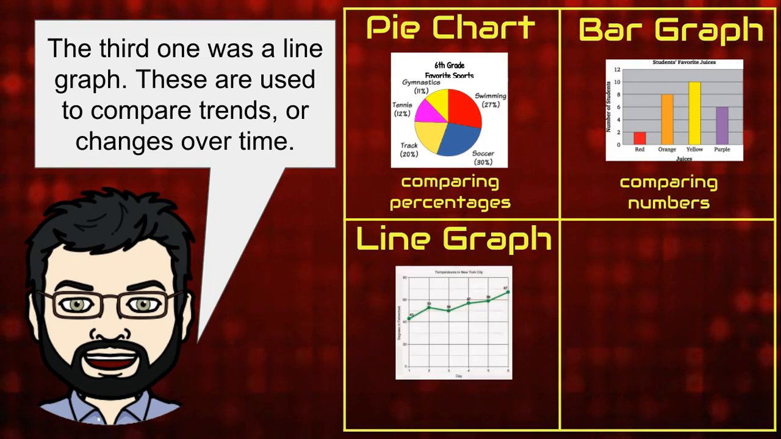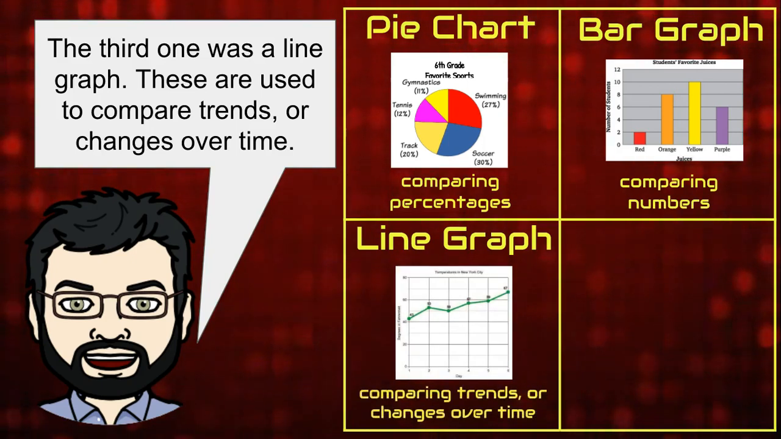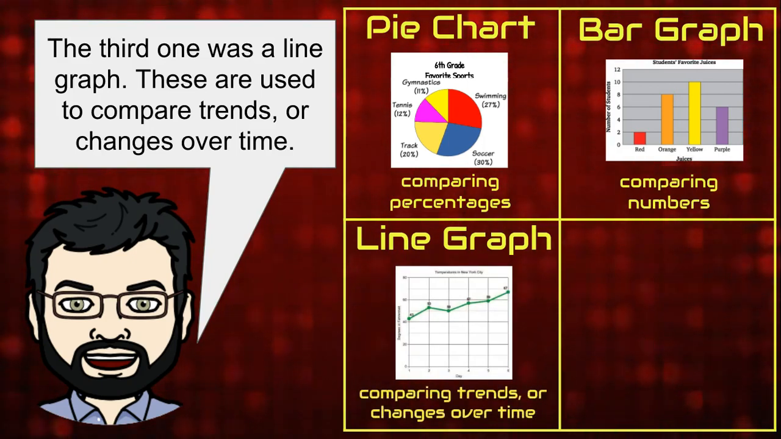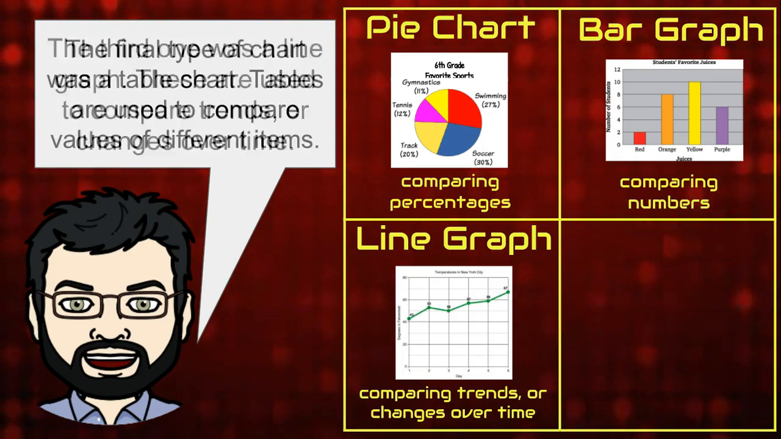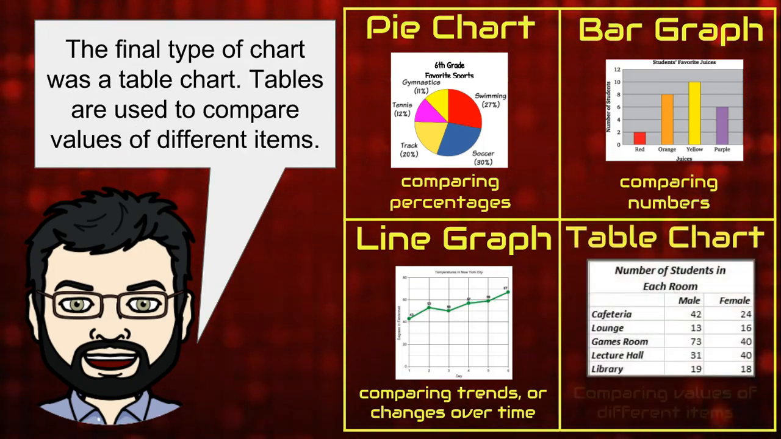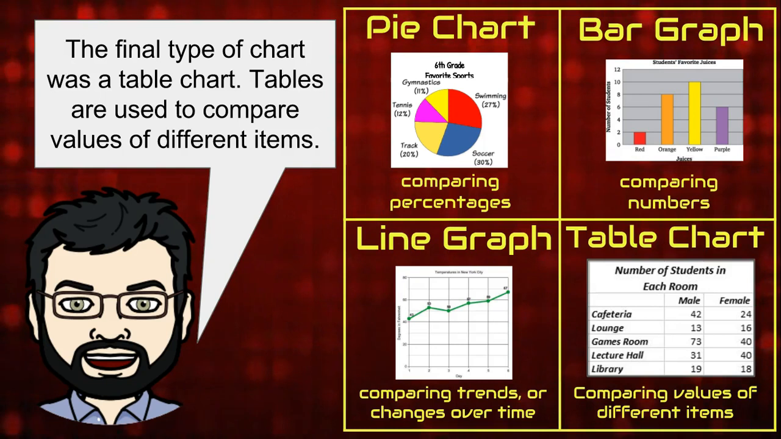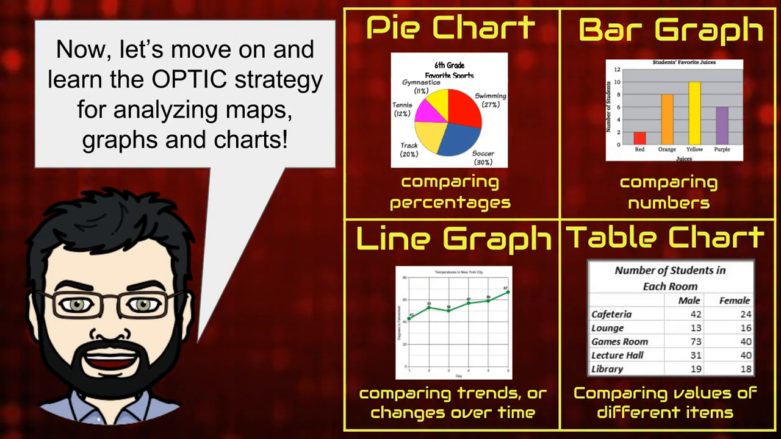The third one was a line graph. These are used to compare trends or changes over time. The final type of chart was a table chart. Tables are used to compare values of different items. Now let's move on and learn the OPTIC strategy for analyzing maps, graphs, and charts.